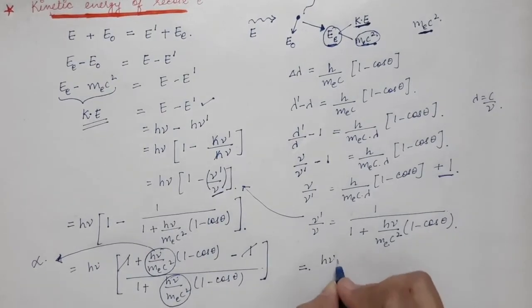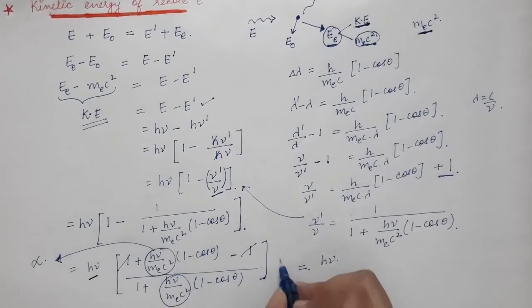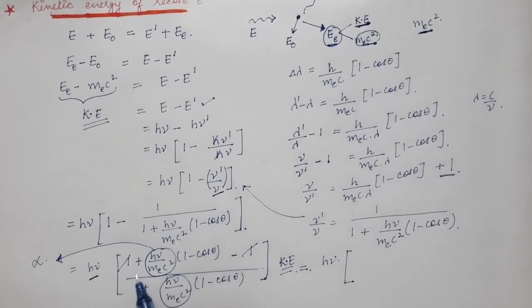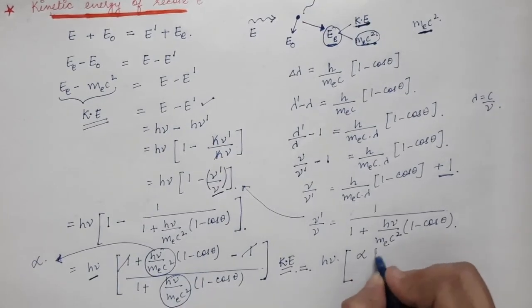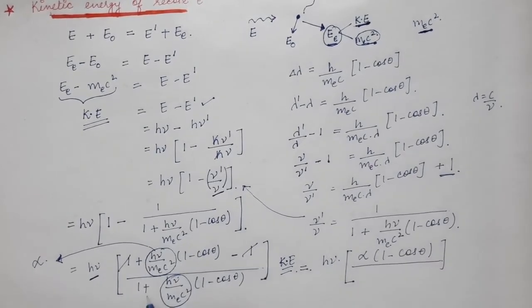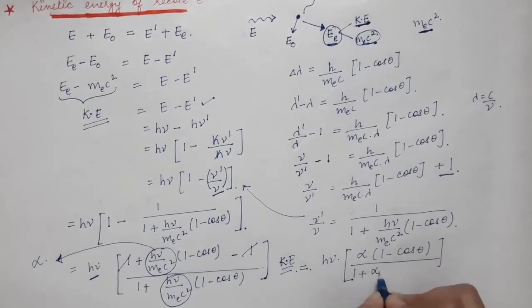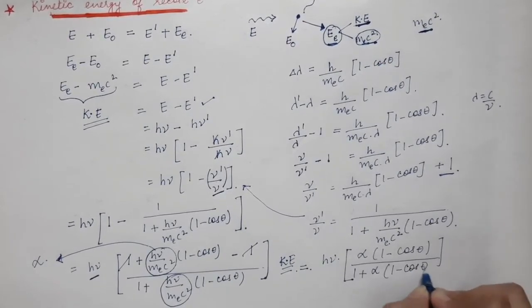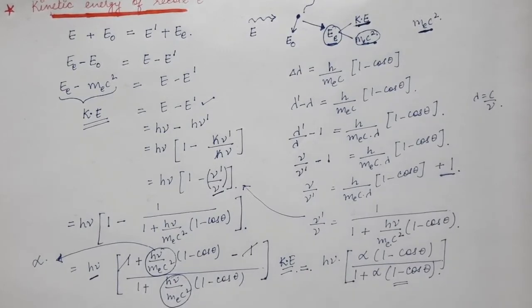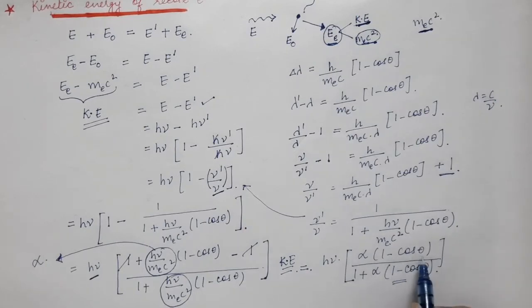So that will be h nu as it is. So kinetic energy of the recoil electron will be h nu as it is times alpha times 1 minus cos of theta, divided by 1 plus alpha times 1 minus cos of theta. So this is the final expression of kinetic energy of the recoil electron in terms of the angle of scattering of the photon.